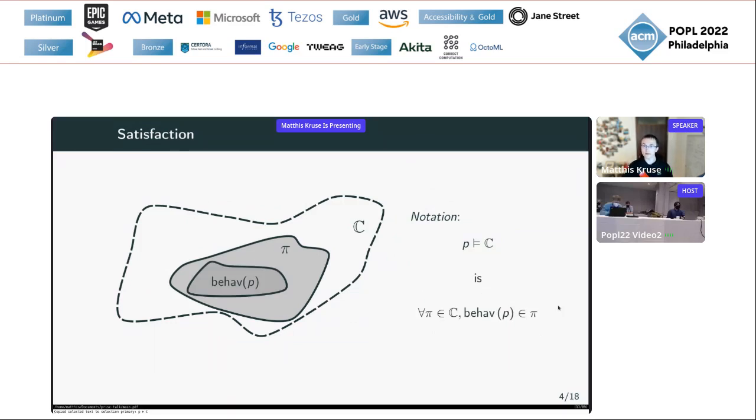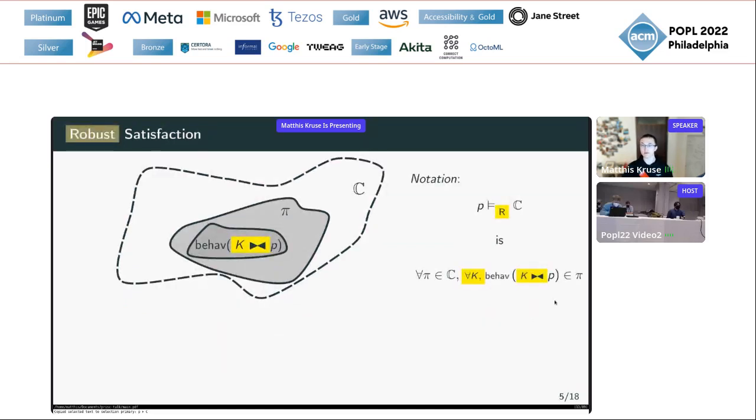Now, extending the notion of satisfaction to robust satisfaction allows us to include an attacker model. So here, instead of looking at the behavior of a given program P, we look at its behavior when linked to an arbitrary context, and I will refer to such behaviors later as robust behavior. Linkage in our work is represented with this bow tie and is language dependent.